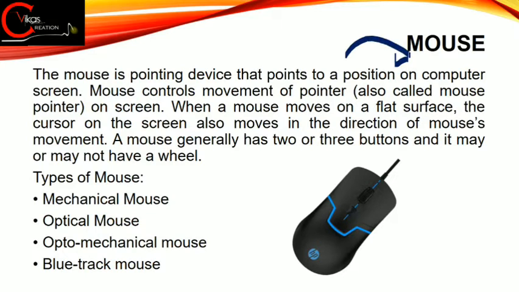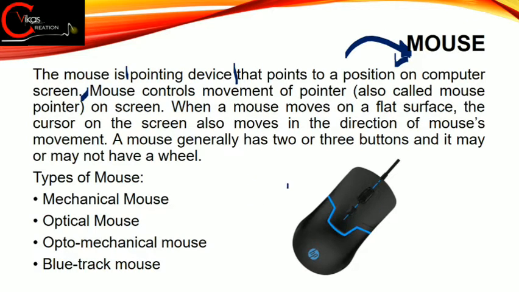Generally this mouse is termed as a pointing device. Our mouse is a pointing device that points to a position on the computer screen. It means with the help of this pointing device, we can easily locate or point things on our computer's screen. Mouse controls movements of the pointer on the screen. When a mouse moves on a flat surface, the cursor on the screen also moves in the same direction in which we are moving our mouse. So whenever you are moving your mouse, your cursor will also move on the computer's screen.